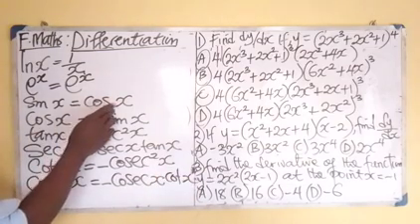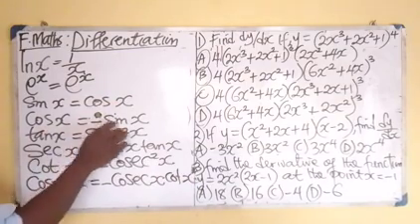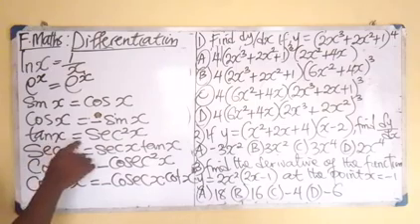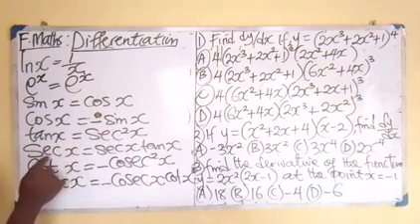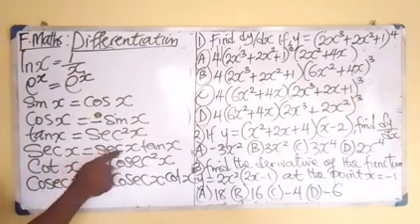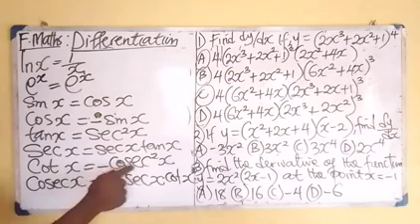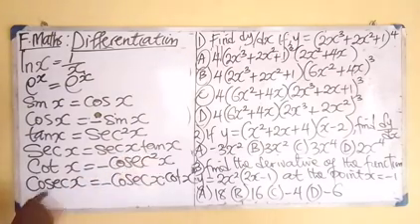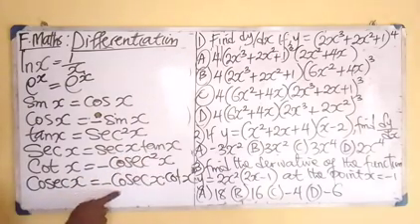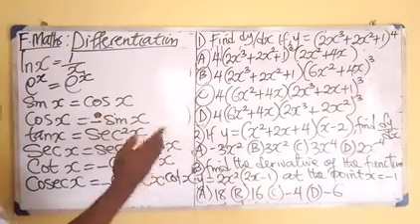Sin x, I have cos x. Cos x, I have minus sin x. Tan x, I have sec squared x. Sec x, I have sec x tan x. Cot x, I have minus cosec squared x. Cosec x, I have minus cosec x cot x.